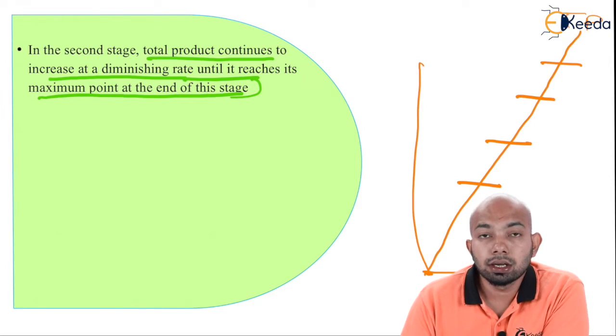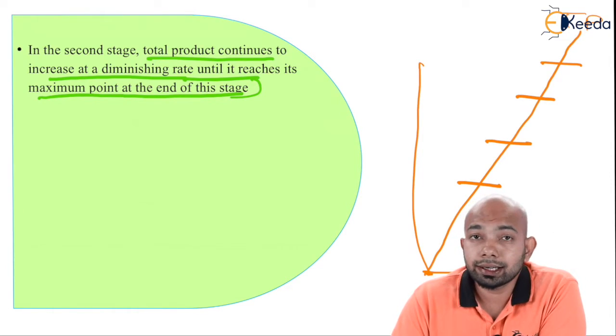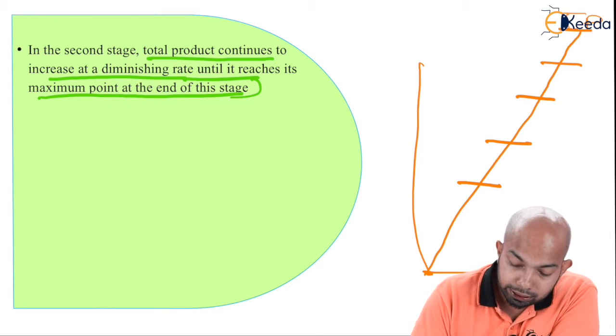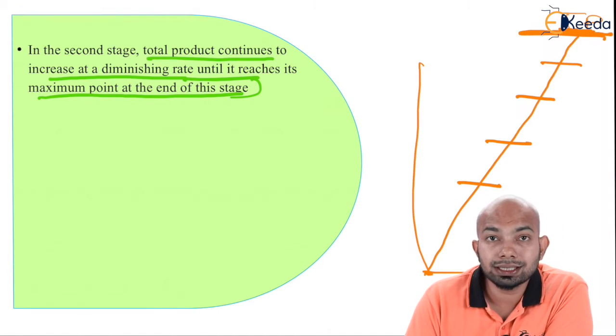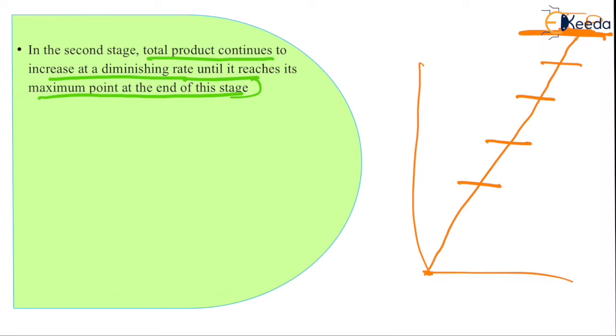So basically it will keep on increasing at a diminishing rate until it reaches the end of the stage. For example, if this is the end of this stage, until it reaches here, it increases at a faster rate, then it slows down a little bit, then it slows down a little bit more, and it will completely slow down here. It doesn't mean that it is not increasing. It is increasing for sure, but at a diminishing rate here.